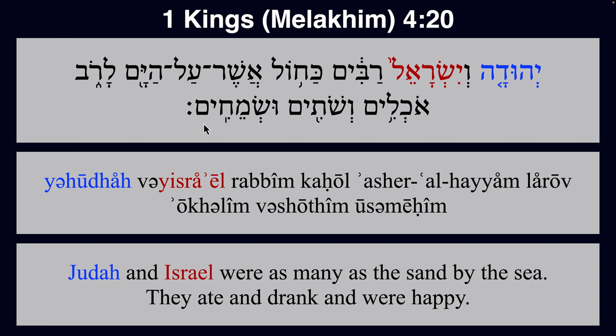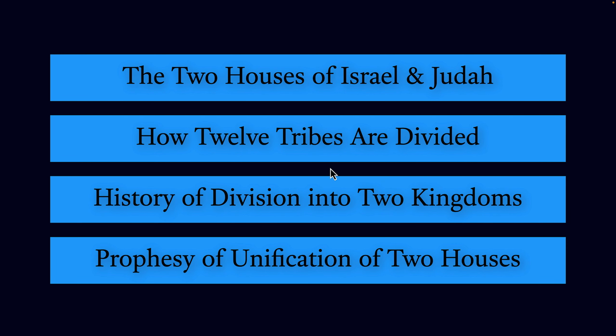Solomon the king, who ruled over what would become later on the two kingdoms of Judah and Israel. We see them mentioned separately. So why are they separate? That's what we're going to look at today.